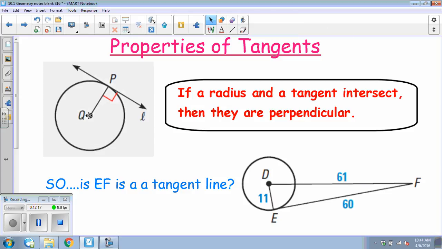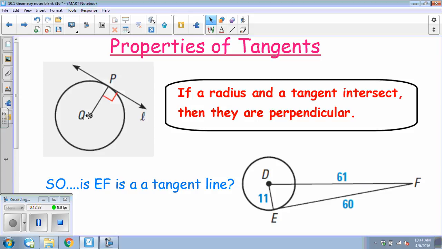It works the other way too. It works backwards. If that segment and that line form a 90-degree angle, then that means this has to be the radius and this has to be tangent.